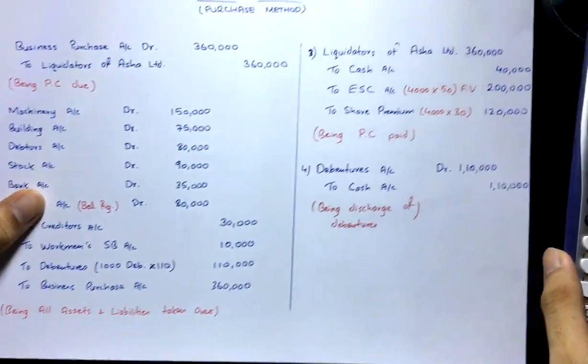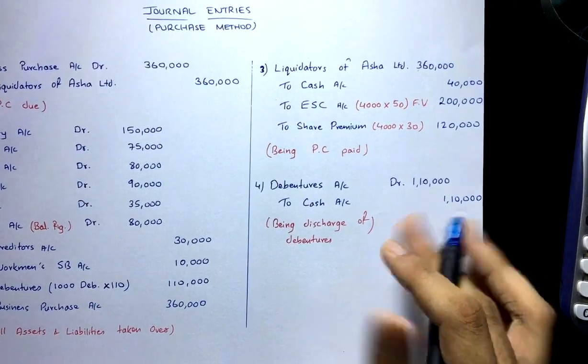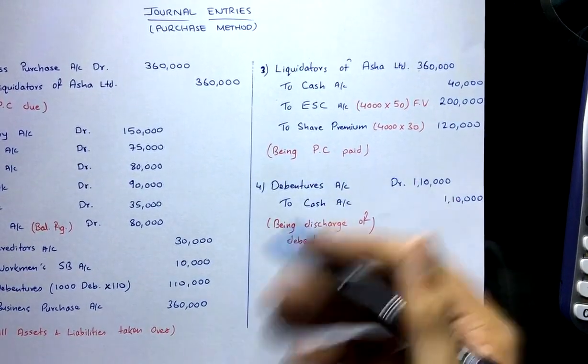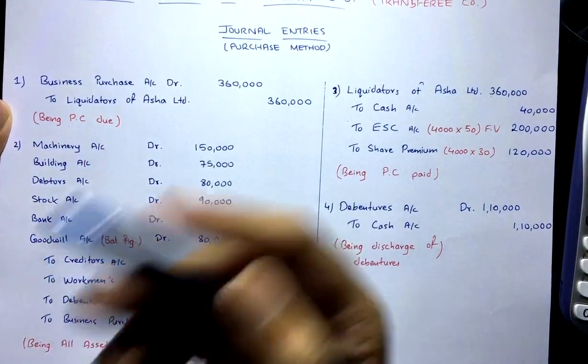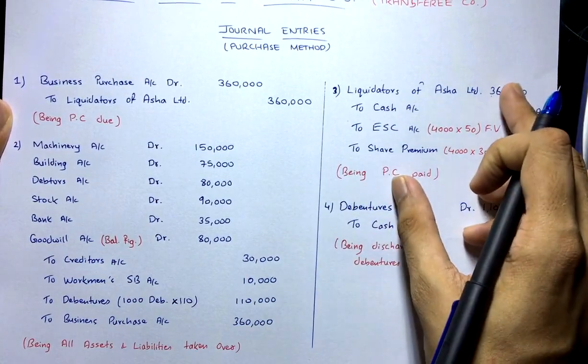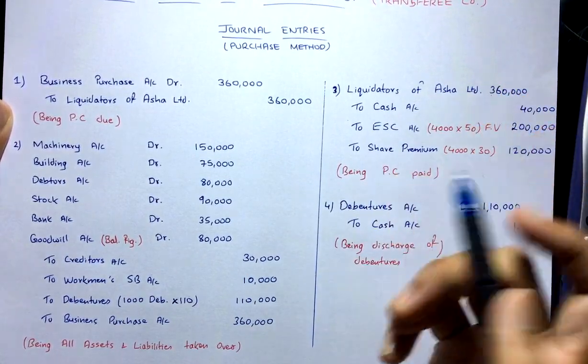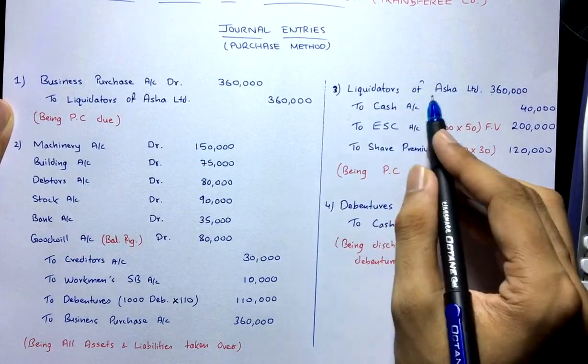The third entry is very simple. See here, in the third entry, what do we do? In the third entry, we make the purchase consideration payment. We pay the purchase consideration. Here we make the purchase consideration due. We have to pay purchase consideration, but here we pay it. Okay, so the entry would be, see here, liquidators of Asha company limited. Yeah, liquidators of Asha limited.